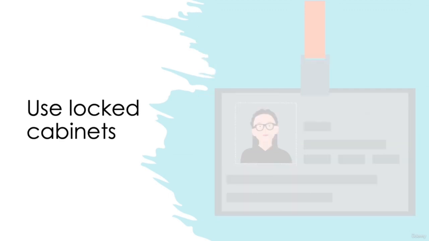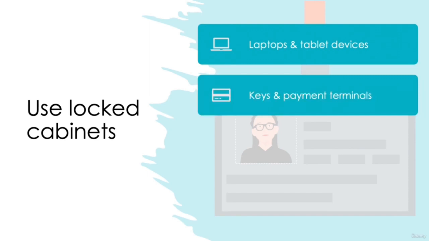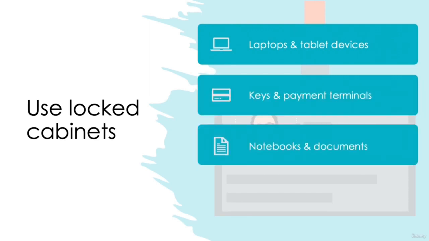Use locked cabinets. An easy solution to ease the burden of carrying all your belongings everywhere is to consider locked cabinets in your office or your place of work. Take a look at the items in your office which contain information. Could they be locked away at the end of the day to mitigate the potential risks? This could include laptops, tablet devices, keys, payment terminals, notebooks or hard copies of insurance documents and such.